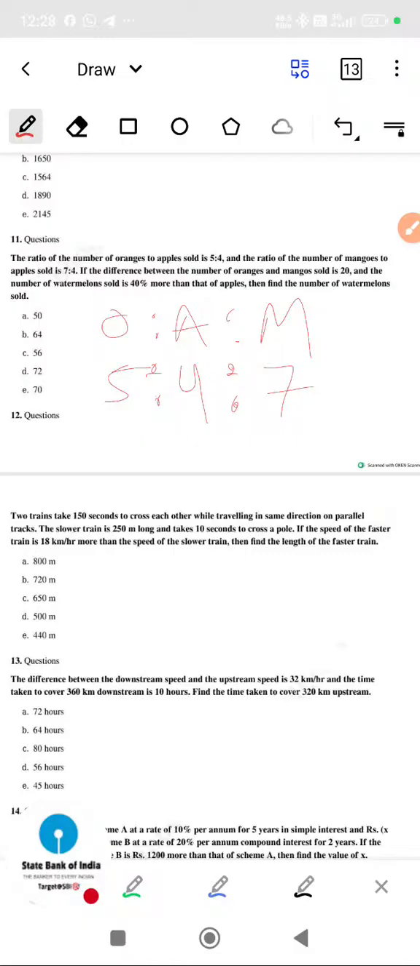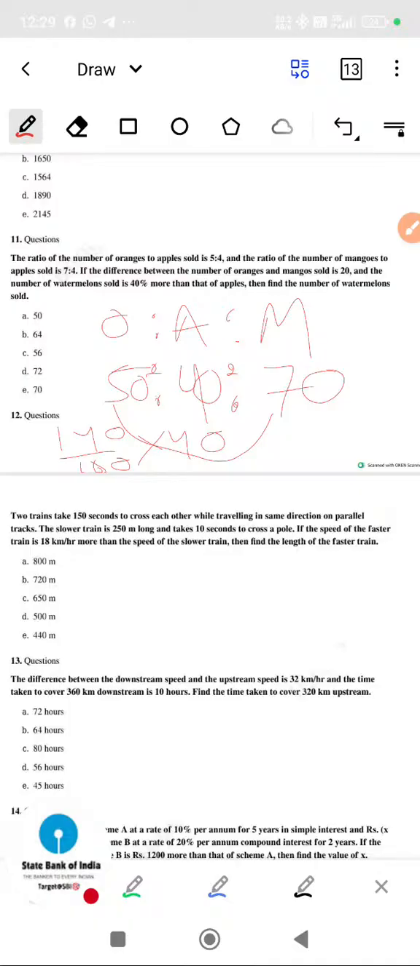If the difference between the number of oranges and mangoes sold, which is two parts value, is 20, then one part value will be 10. So these are multiplied by 10. So oranges are 50, apples are 40, mangoes are 70. And the number of watermelons is 40% more than the apples. 40% more means 140 divided by 100 into, talking about apples, is 40. Then find the number of watermelons.